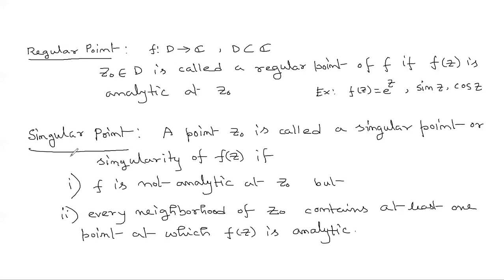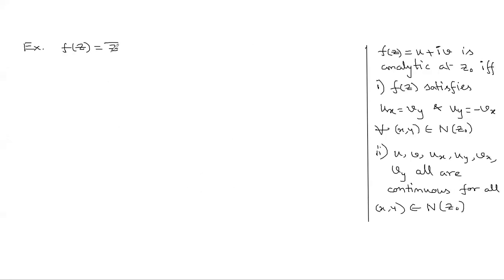Now let us go to the definition of singular point. It says a point z0 is called a singular point or a singularity of the function f if firstly the function is not analytic at the point z0, but every neighborhood of z0 contains at least one point at which the function f(z) is analytic. The second point is the most important point to check whether a point z0 is a singularity of the function f(z). Let's take f(z) equal to z bar.